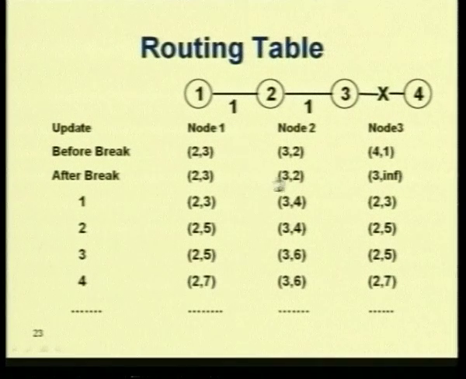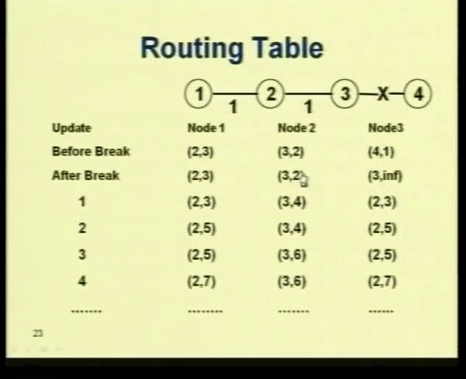Now, after some time there will be an exchange of information. We know that periodically they exchange information, and also because of this trigger that something has changed, there will be a change of information. Now, look at what will happen. This 3 comma infinity information will be sent to node number 2. When node 2 receives that information, what will it do? It will have to update its value to infinity.